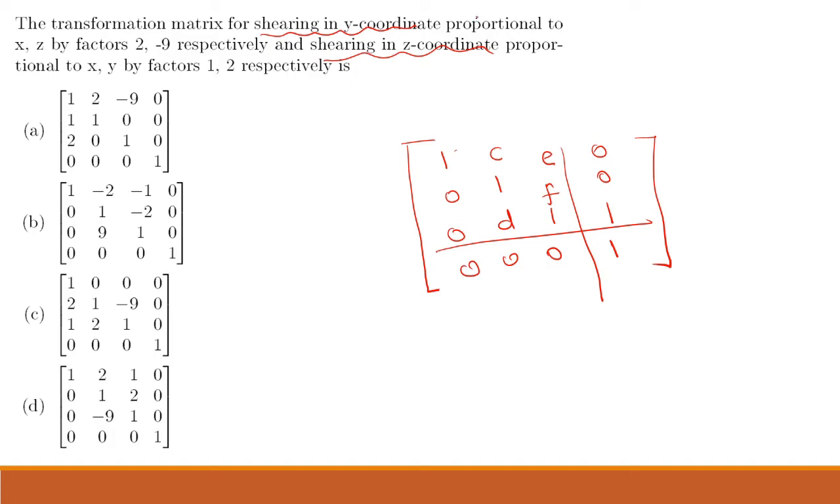So now there is a shearing in Y coordinate proportional to X and Z by factor 2 minus 9, proportional to X by factor 2. It means the value of C is 2. Okay, so this is 2, and what is D? D is minus 9. Again they have given that the shearing in Z coordinate is proportional to X and Y by factors 1 and 2. Okay, so the values of E and F will be 1 and 2.